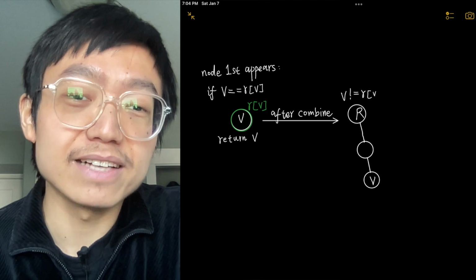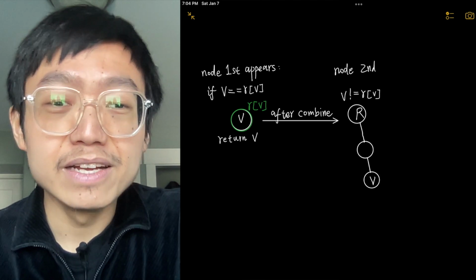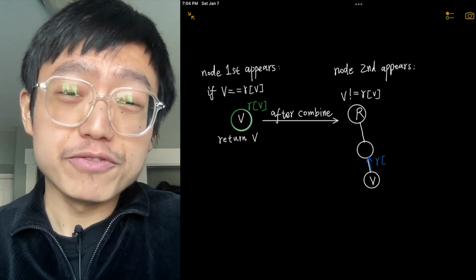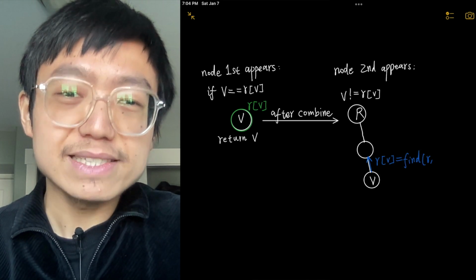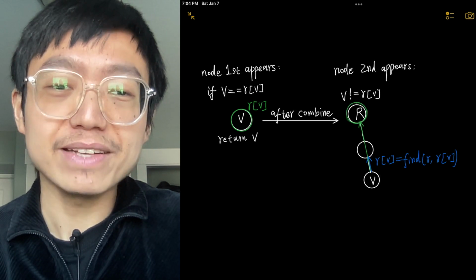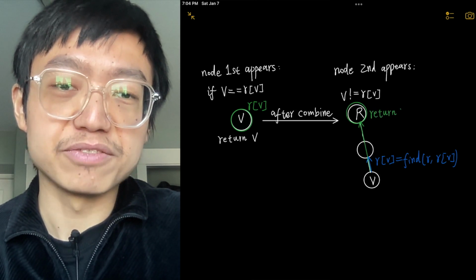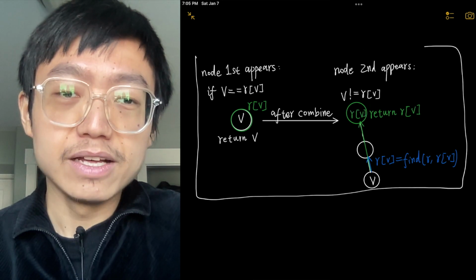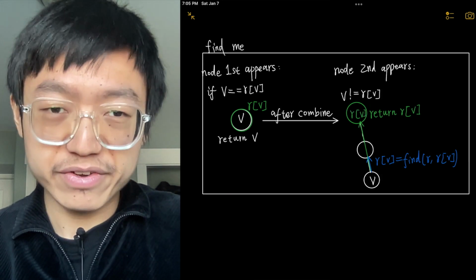This is the vertex the second time it appears. We already changed its representative. So here, if we try to find the representative, we have to recursively call the find method for the representative at vertex. So finally, after we find the representative at vertex, we just return the representative at vertex. And that is all of our find method.